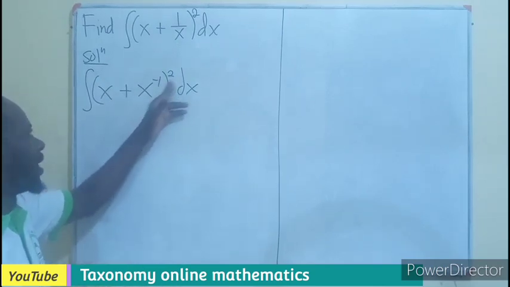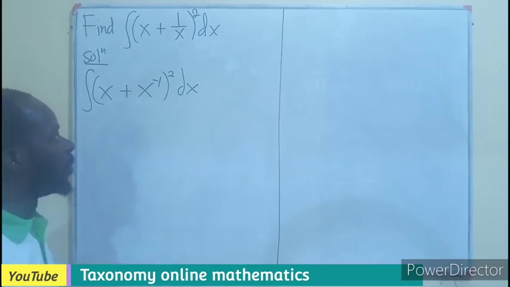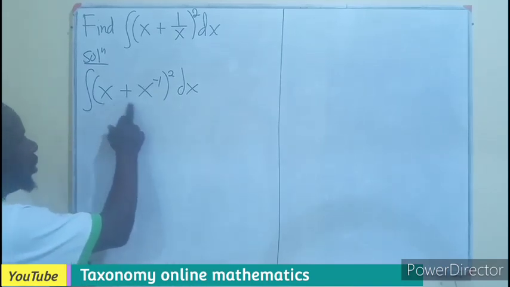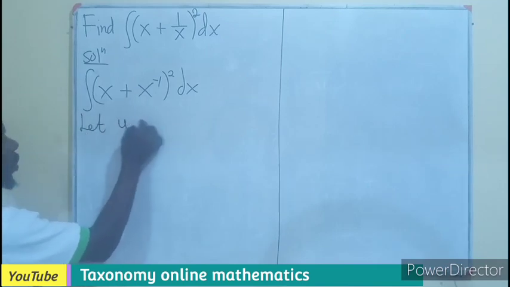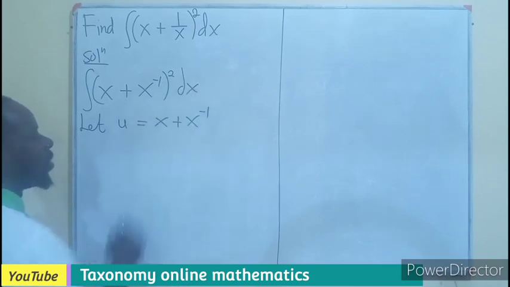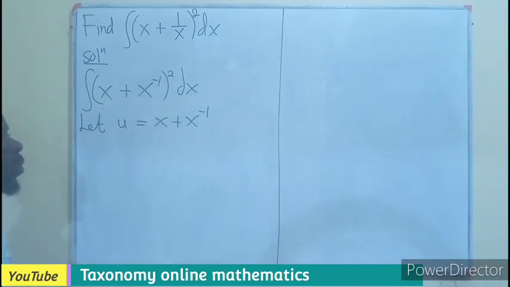Now we can decide to expand the bracket and simplify before we integrate, or we use integration by substitution. I will substitute this with a different variable. So we have, let u equal x + x^(-1), in the bracket, leaving the exponent.